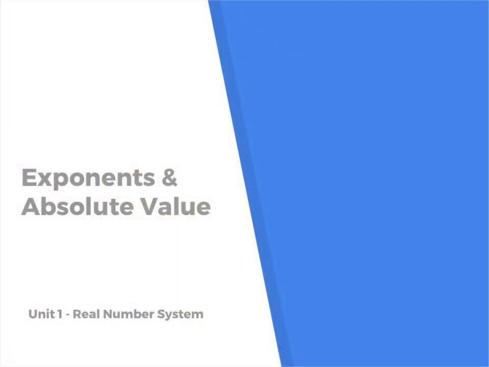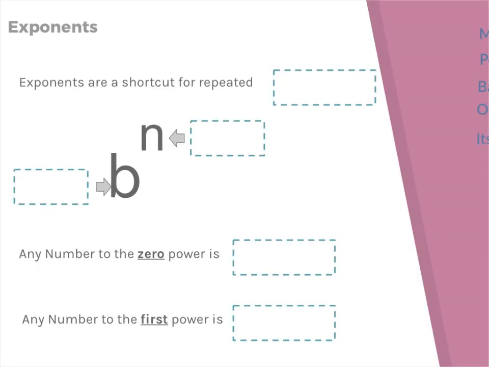Welcome back. Today we're going to be talking about exponents and absolute value. So let's go ahead and get right to it. Some key information that we need to know about exponents: exponents are a shortcut for repeated multiplication. So rather than having to write out 2 times 2 times 2, we just say 2 to the third power.